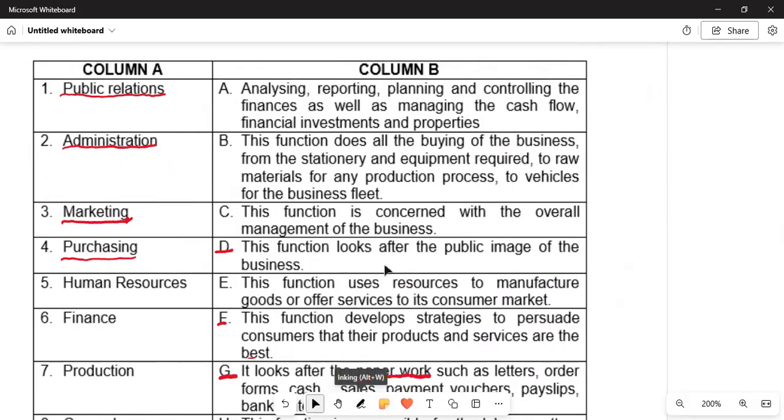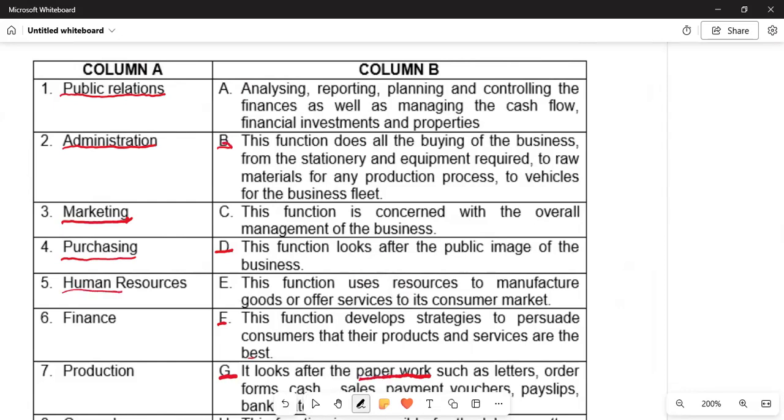So B says this function does all the buying. Remember, we have said sourcing and procuring materials. When we procure, that's when we are purchasing materials. This function does all the buying of the business, from the stationary equipment required to raw materials for any production process to vehicles for the business. So the correct answer is B.